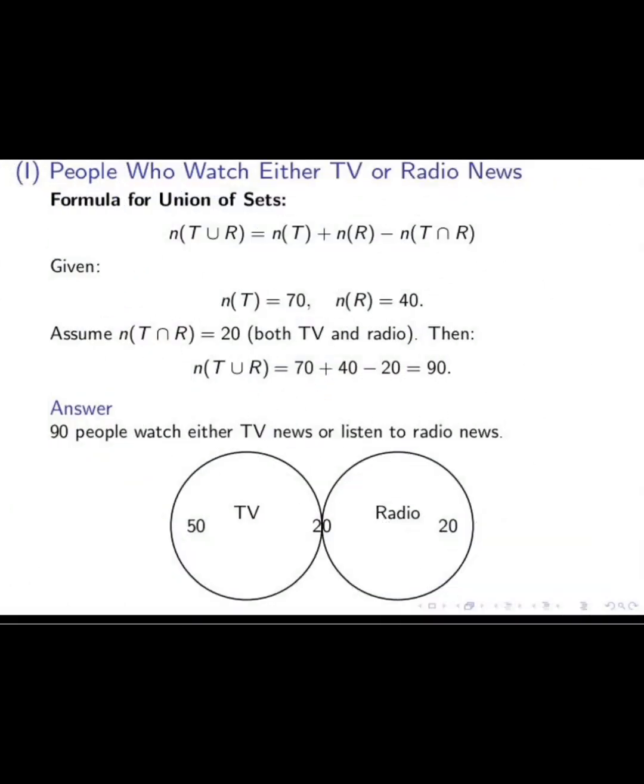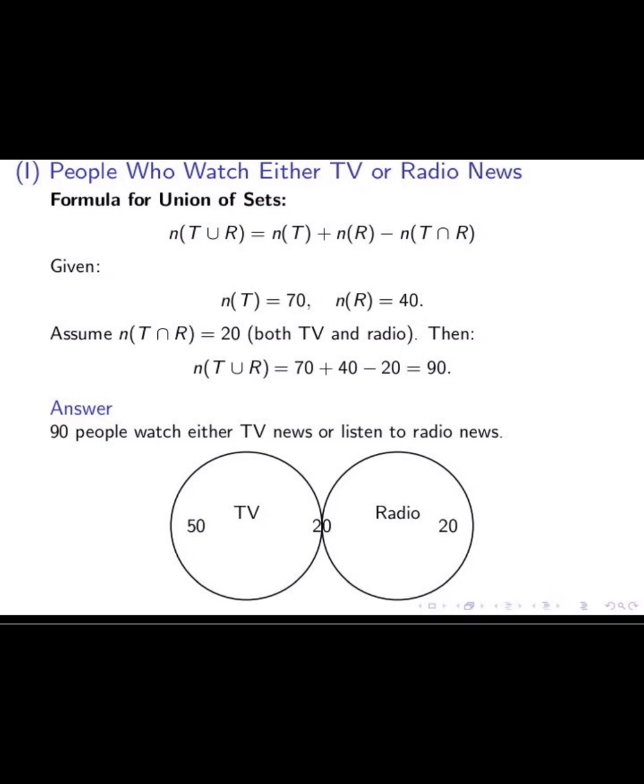So we have the first one. The first one says people who watch either TV or radio news. Now, I already said earlier that when you hear the word "or" it means union. So we mean that people that watch either TV or radio news. So that's the number of T union R, and that is the formula for the union of a set. The formula for the union of two different sets is equal to the number of the first one plus the second one minus the intersection of the two of them. So you have to keep that formula in mind.